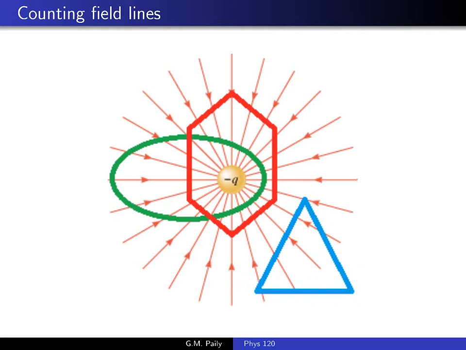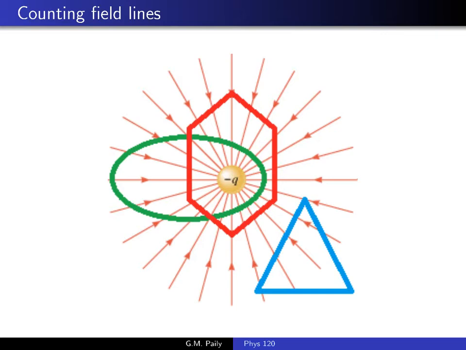Whereas this blue triangle has the same number of field lines entering as exiting. And so the total flux for this entire blue triangle is 0. Wait a moment, you might say, what about this line? This line is only exiting, it's not entering. Well, that's simply because I haven't drawn out the field lines completely.